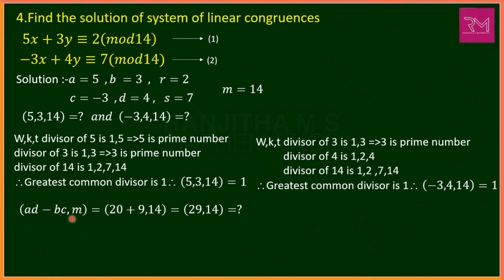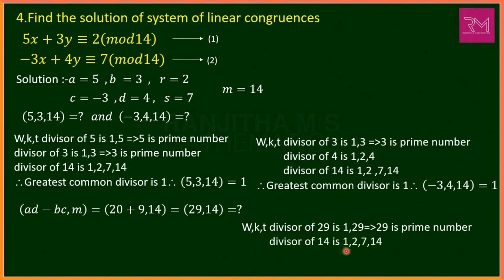Here this step is important. We have to find the GCD of AD minus BC, m properly. This is a very important step. You have to substitute the A, B, C and D values correctly, find the value of AD minus BC, and then find the GCD for the values 29 and 14. This is an easy procedure. 29 is a prime number, so its divisors are 1 and 29. Similarly, the divisors of 14 are 1, 2, 7 and 14. Among these two, the greatest common divisor is 1. Therefore, the GCD of 29 and 14 is 1.